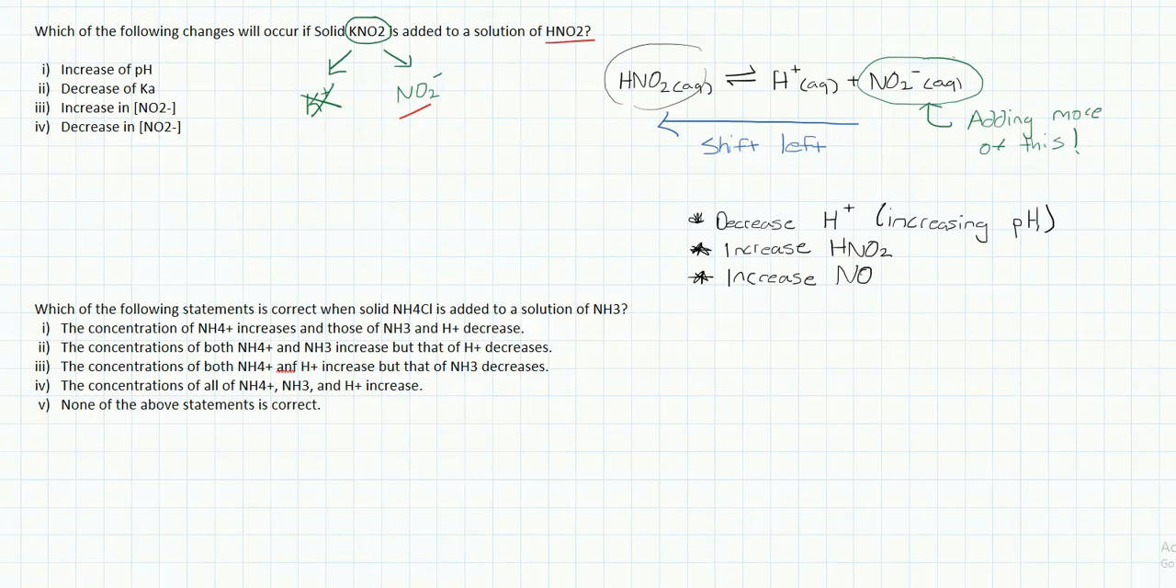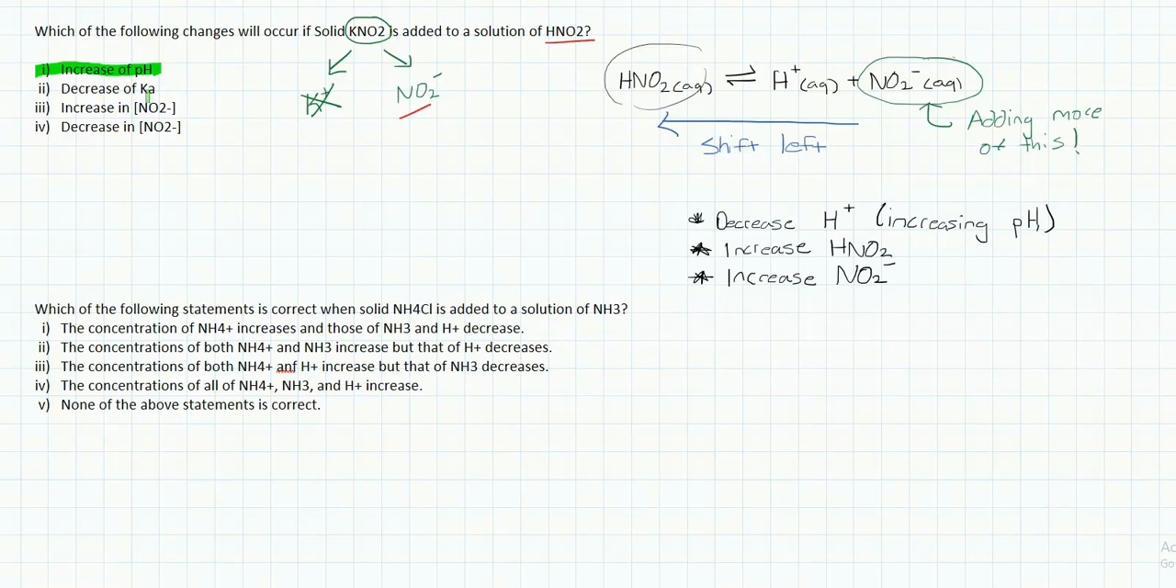Yes, some of the new NO2 minus ions get absorbed into the reaction that sends us this way, but not all of them. Net, we have an increase in NO2 minus, an increase in HNO2 and an increase in pH. Therefore, if we look at our options here, we have a couple of good ones. Okay, increase of pH is there. That one is true.